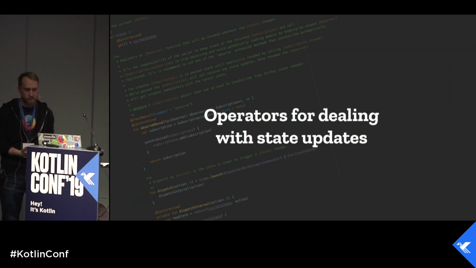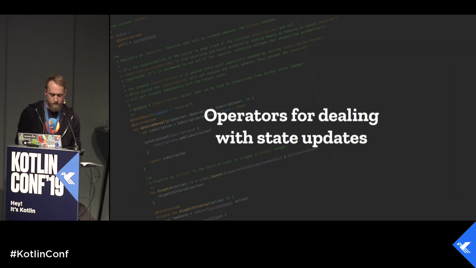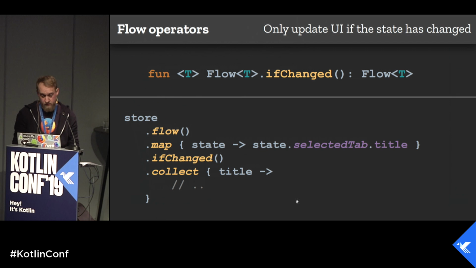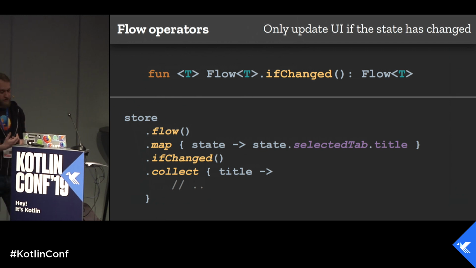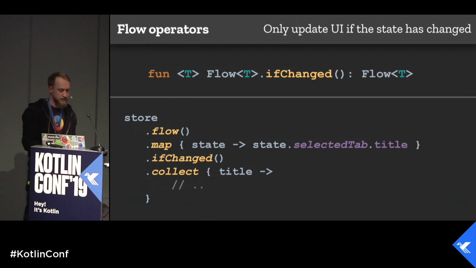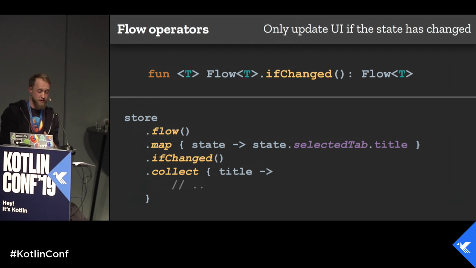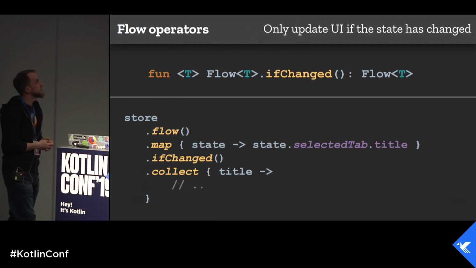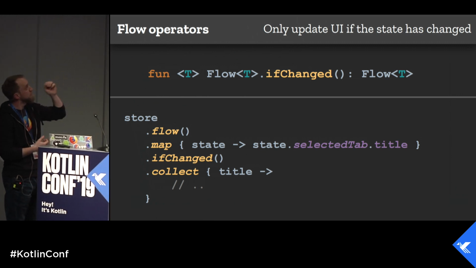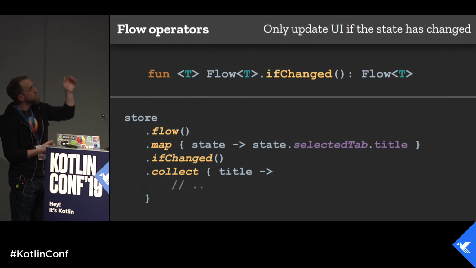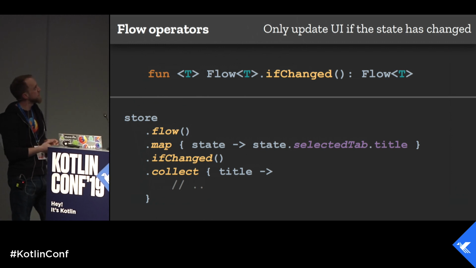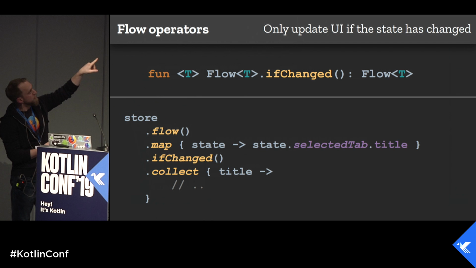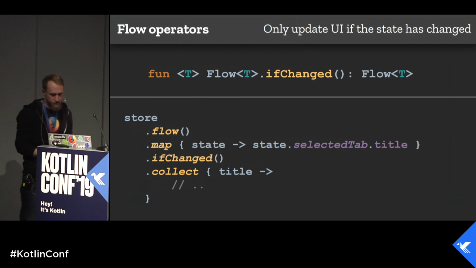I mentioned that Flow comes with all those operators, and that is great. We noticed for state updates, we often wanted to have something custom. And one of the examples is that we have multiple listeners to the state, and we don't want to always do something, but only if a part of the state changes that we are interested in. And one of the things we tried is this ifChanged operator. In this example, we get a flow from the store, we map it to the title of the selected tab of our browser in this case, and we only want to do something if this title has changed. And then in collect, I get the title and can do something like update the UI with it.